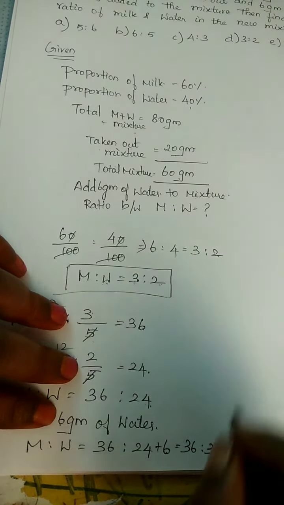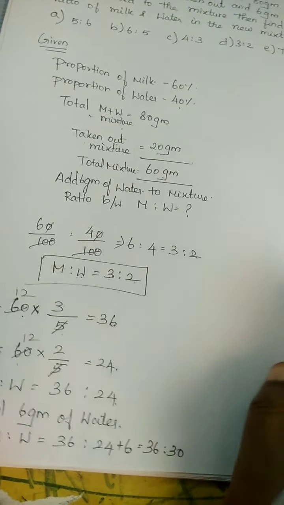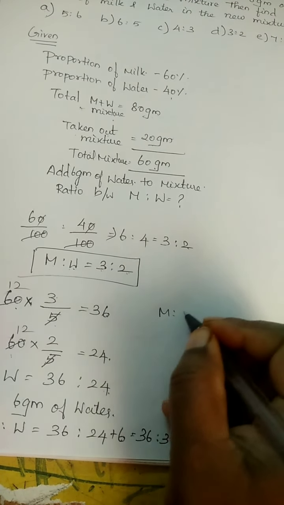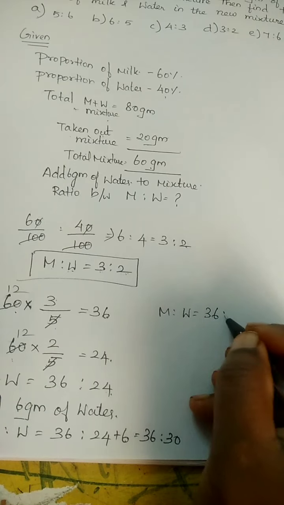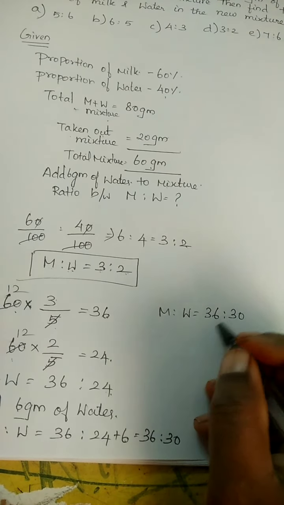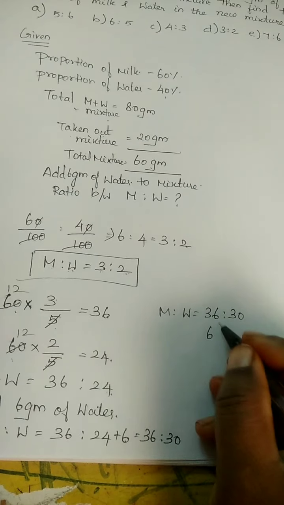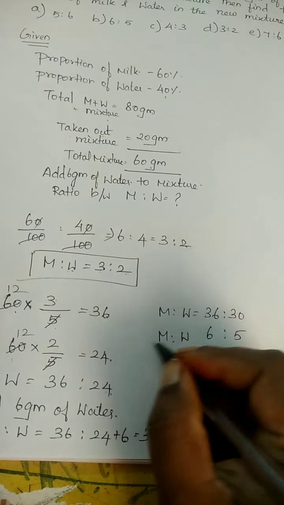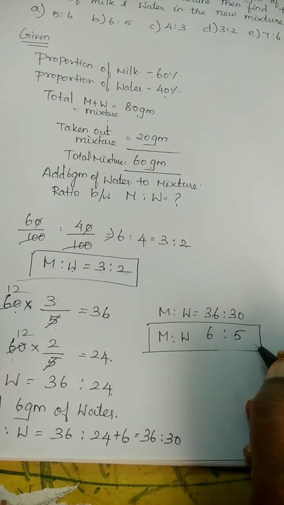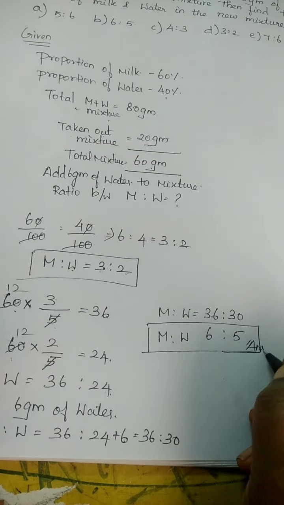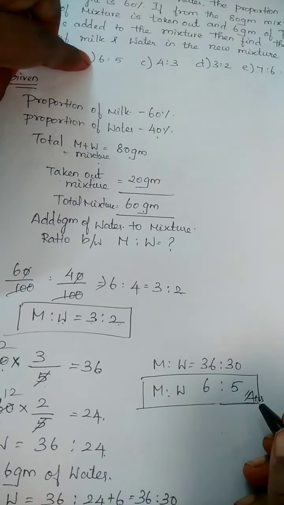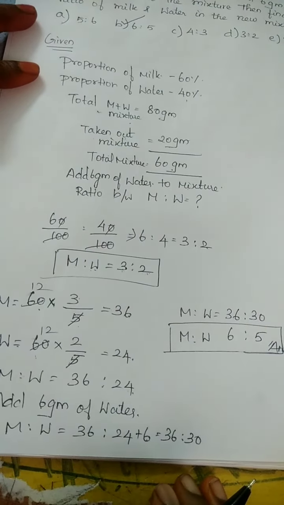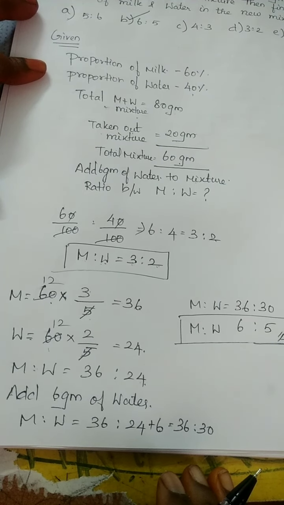Am I right, guys? Now, what's the ratio between new milk and water mixture? Now the milk and water mixture is 36:30. Divide this by the common number 6. 6 sixes are 36, 6 fives are 30. Now the new ratio between milk and water is 6:5. This is the answer. 6:5. Option B is the answer. Can you be clear about this, guys?